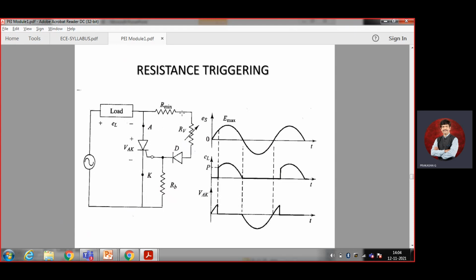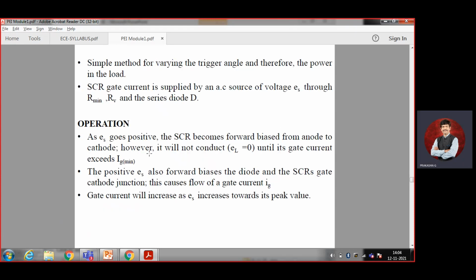How will it be? R minimum, RV and the diode should be forward biased. Then only will the current IG get generated. That is the first step. The SCR gate current is supplied by an AC source through R minimum, RV and the series diode D. Now, as ES goes positive, the SCR becomes forward biased from anode to cathode, but it will not work until you apply the IG.